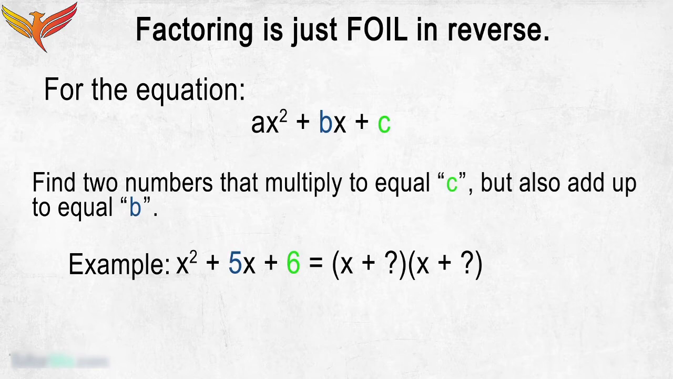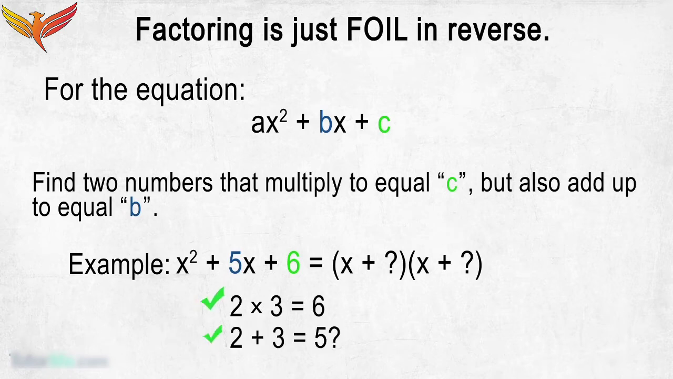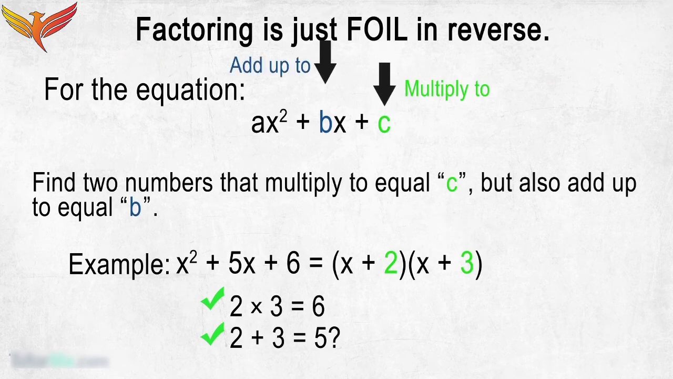Let's look at the next set of factors. 2 and 3. Again, we know that they multiply together to equal 6. But do they add up to 5? Yes, they do. So we have our answer. Always use this format of two numbers that multiply to the last term, but also add up to the coefficient before the second term.